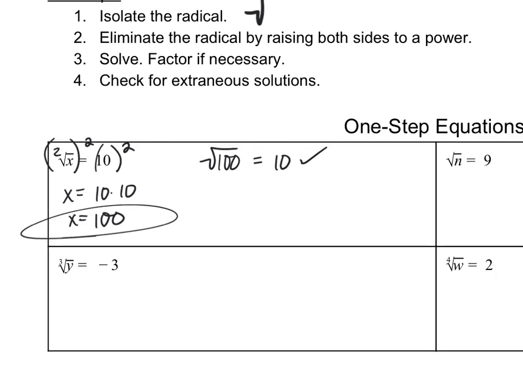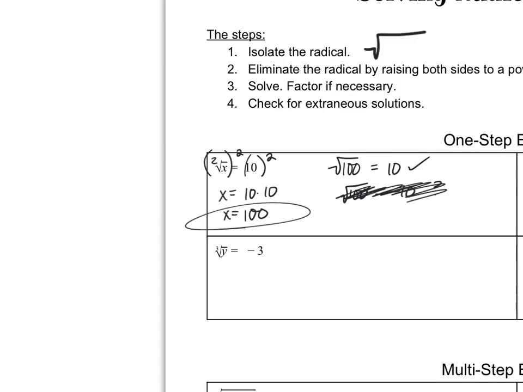Now, some of you may be thinking, hang on a minute, the square root of 100 could also equal negative 10, right? Sure, it could. But when we're solving radical equations, we're only talking about the positive square root. We don't look at the negative. Why not, you ask? Well, here's the answer to that.